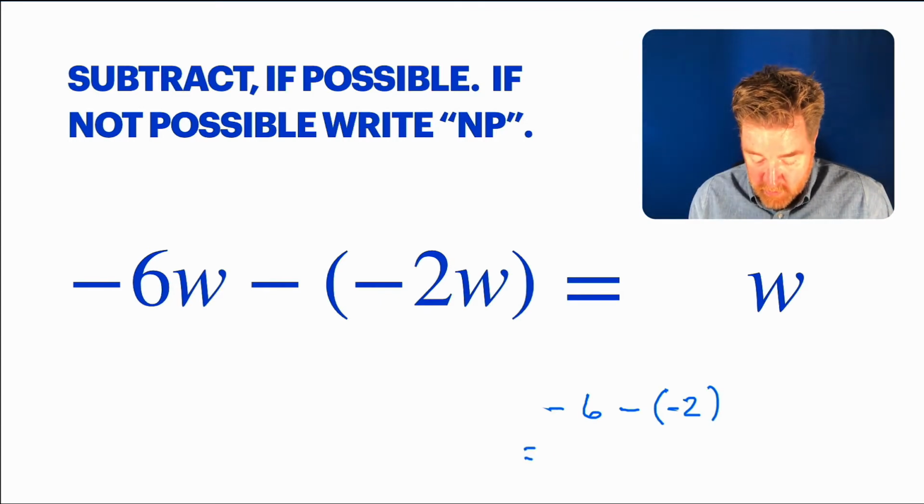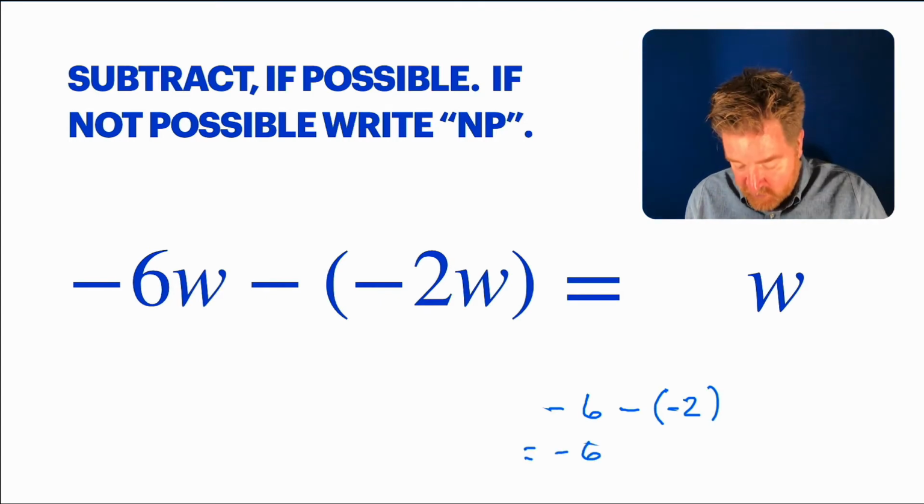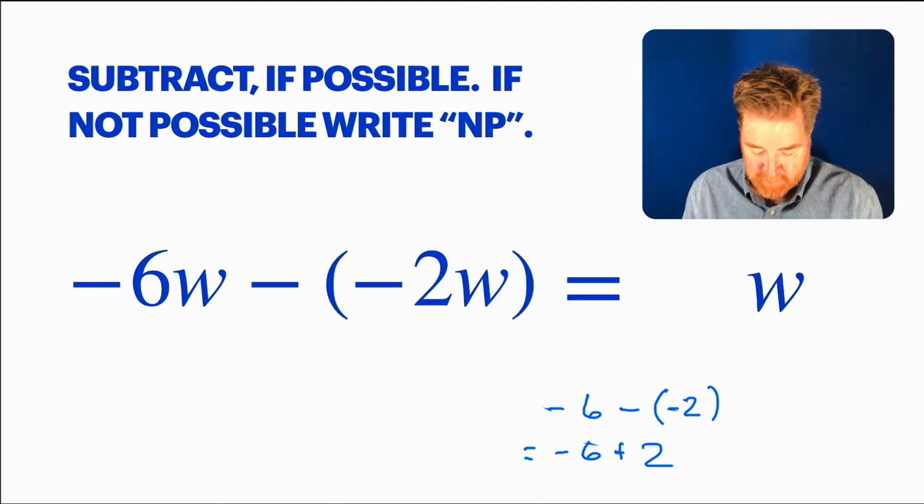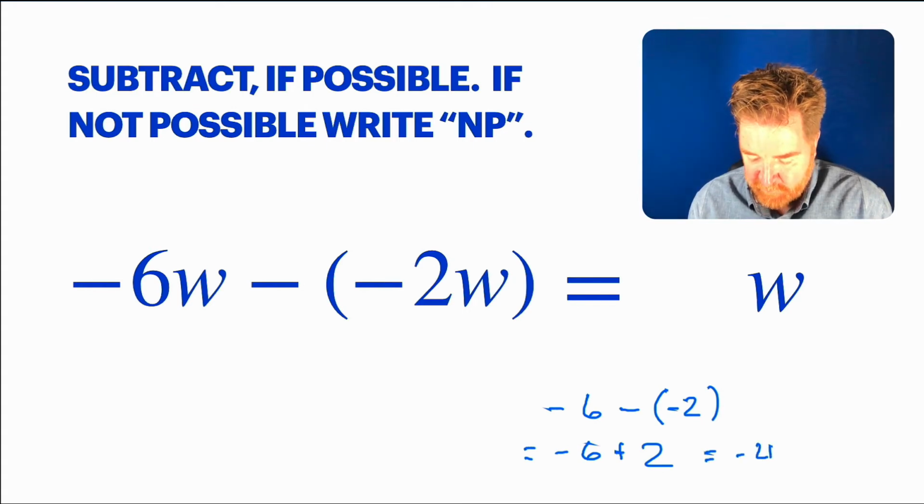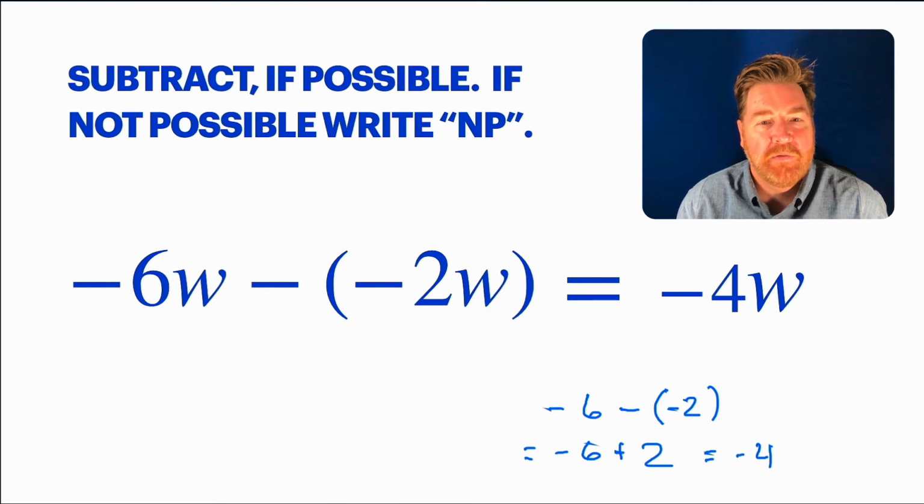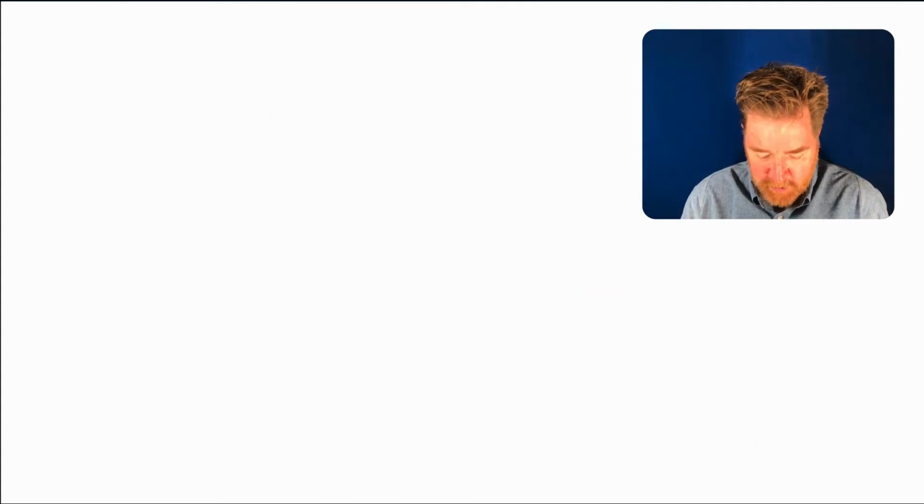Well, we know that subtracting negative 2 is the same as adding negative 2's opposite, 2. So negative 6 plus 2 is negative 4. Throw it in place, and we got that one too. We're flying here, guys. Beautiful work.